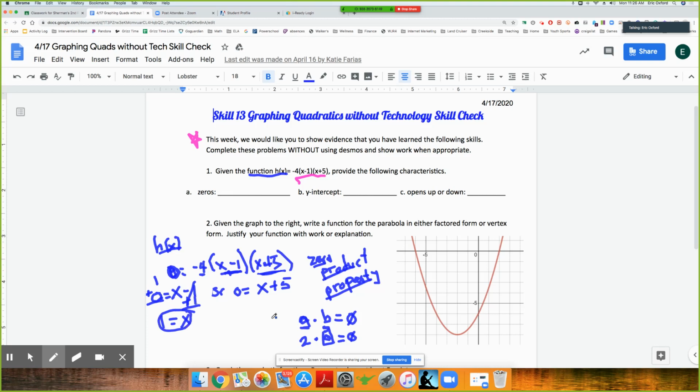And really what we're saying there, see if I can scroll. Bear with me just a second.